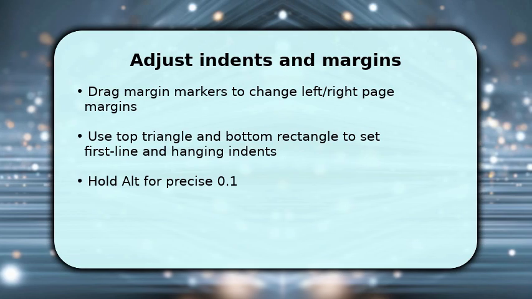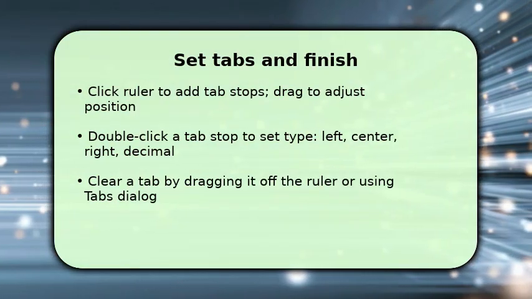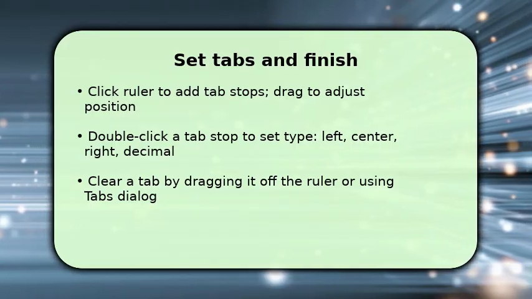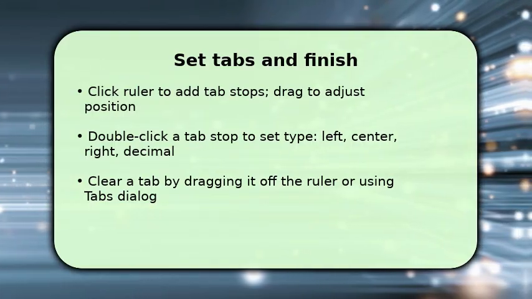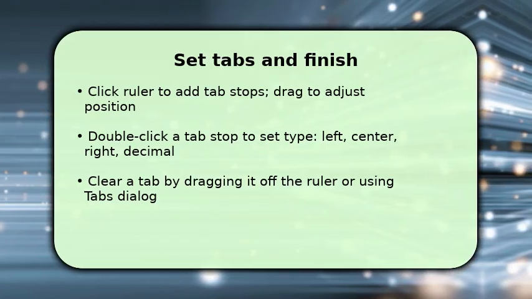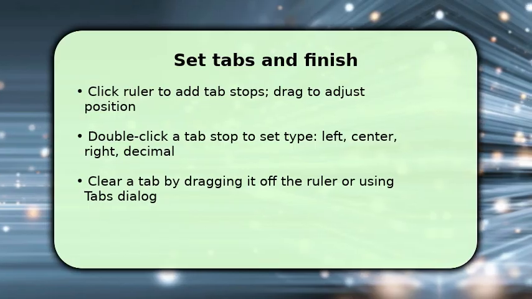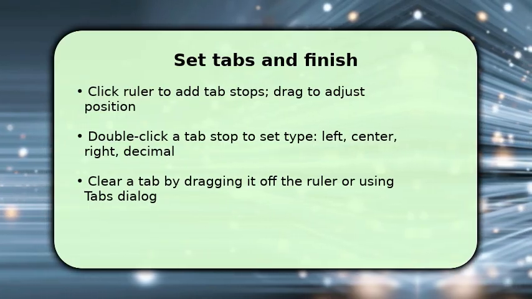You finish by placing and refining tab stops for exact alignment. Click on the ruler to add a tab, then drag it to the desired position. Double-click any tab to choose left, center, right, or decimal alignment so numbers and text align correctly. Once satisfied, make sure styles are updated if you want consistency.